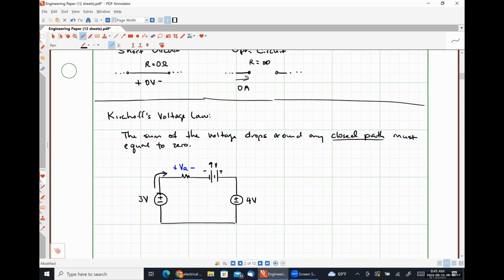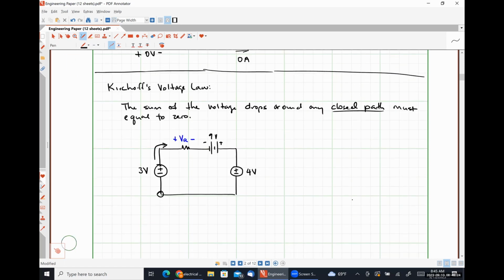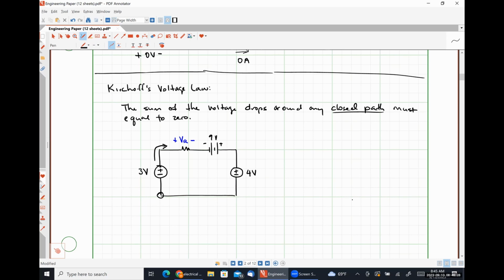So if we chose a clockwise path to follow, I like to start at the bottom left-hand corner. If I see the negative polarity terminal first, I give that term a negative sign. And if I see the positive polarity terminal first, I give that term a positive sign. Starting at the bottom left-hand corner and going up, the first thing I see is the negative polarity terminal of the 3-volt source, so I would have negative 3 volts. Then I see the positive polarity terminal of that unknown voltage VR. Then the negative polarity terminal of that 9-volt battery pack. Then the positive polarity terminal of the 4-volt source. And now I'm back at the same node I started from, so I've closed my path.